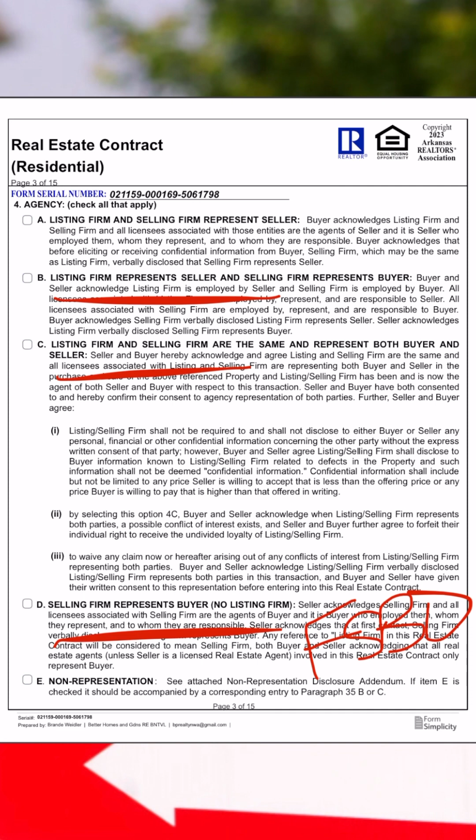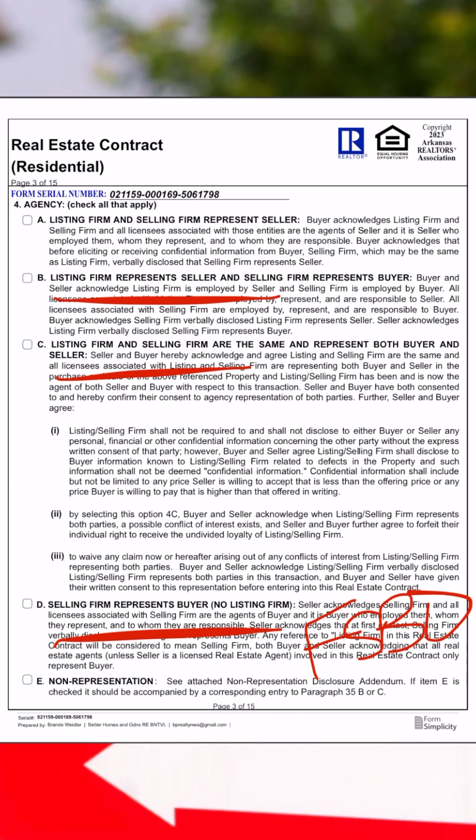Number C, where it says the listing firm and the selling firm are the same and represent both buyer and seller. Now, there's 2 different options here that could happen. It could be that your listing agent brings you a buyer. So you've got one brokerage representing the buyer and the seller. It could be that your listing agent and the buyer agent are different people, but they both hold their license at the same brokerage. In that case, number C would also be selected.